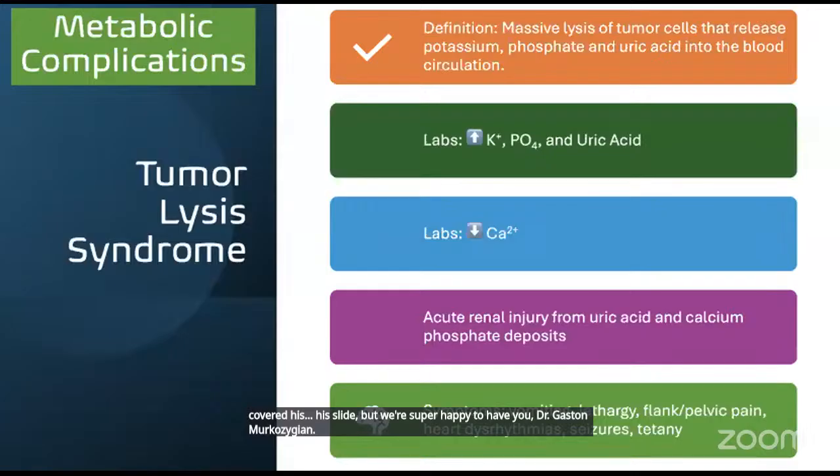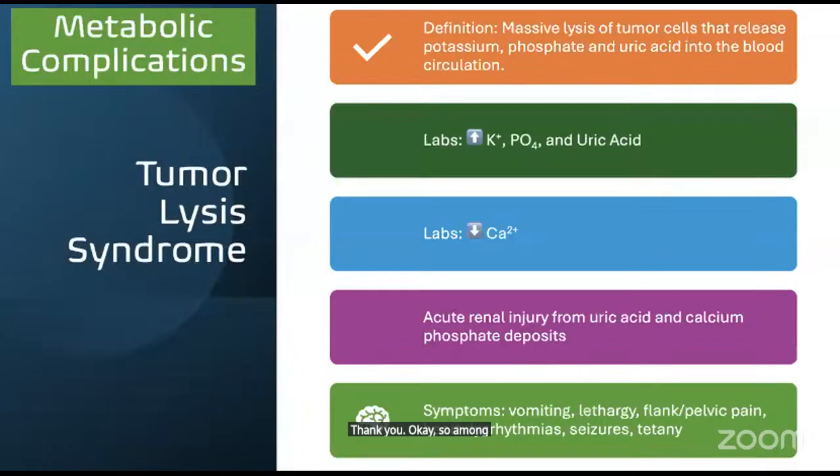Thank you. Okay, so among metabolic complications, we continue with the so-called tumor lysis syndrome. By definition, it is massive lysis of tumor cells that release potassium, phosphate, and uric acid into the blood circulation. This happens when a large number of tumor cells are destroyed rapidly, and this destruction leads to release of potassium, phosphate, and uric acid. And serum calcium is decreased as calcium binds with the phosphate that is released from the lysed cells. And this happens, of course, as we said, when you have started the chemotherapy, and sometimes when the tumor starts increasing. So uric acid and calcium phosphate deposits can lead to acute kidney injury and renal failure.